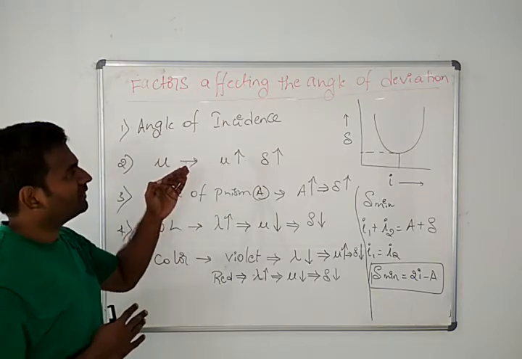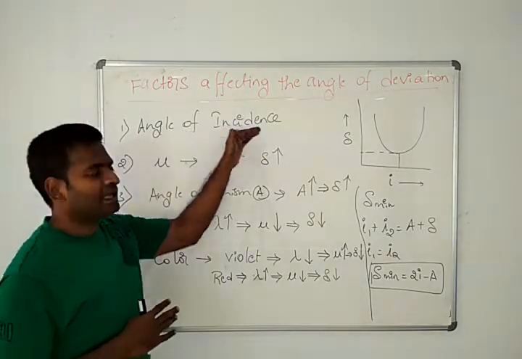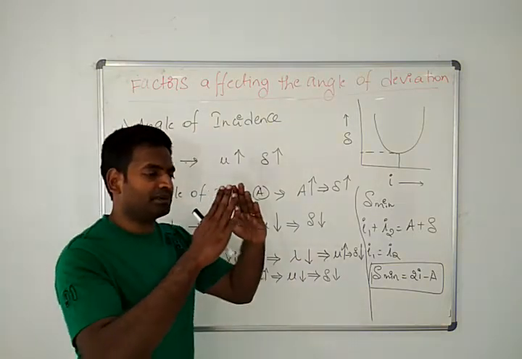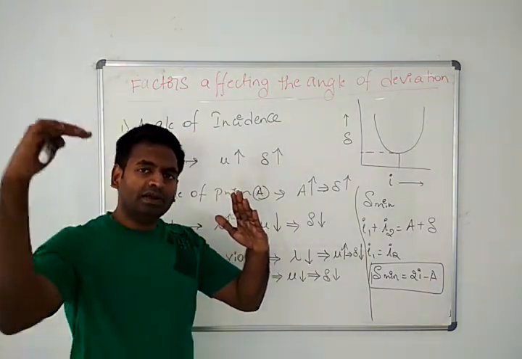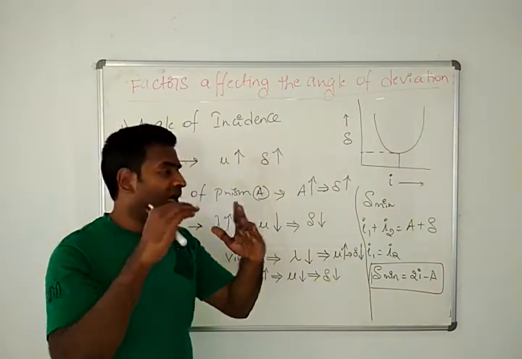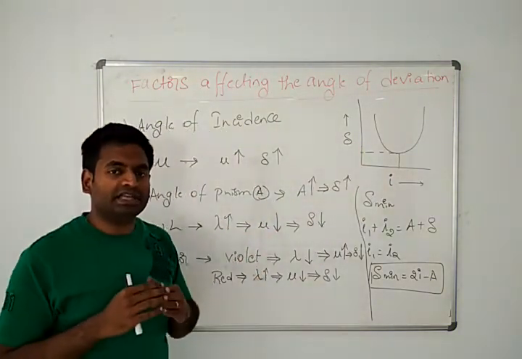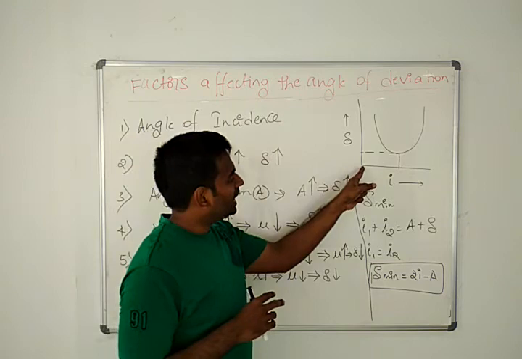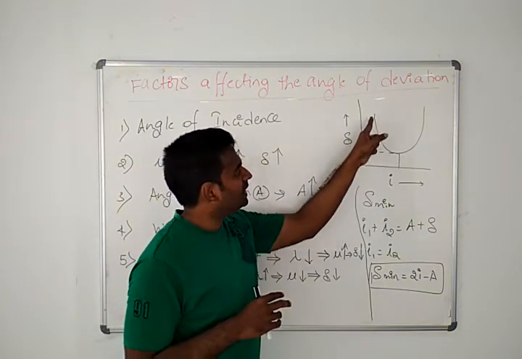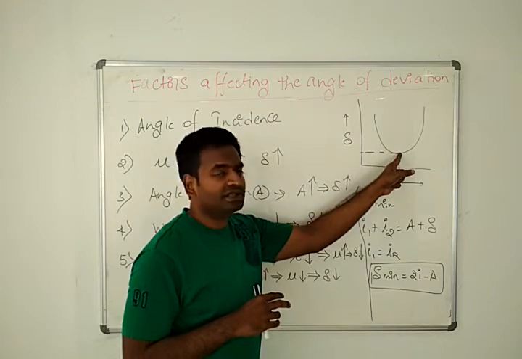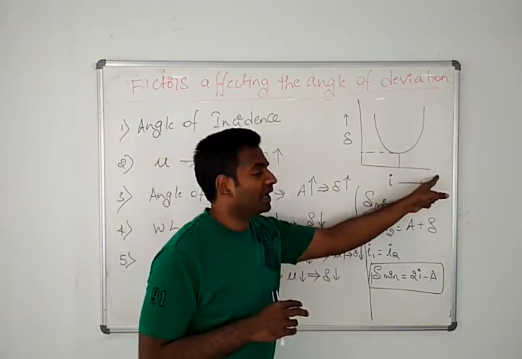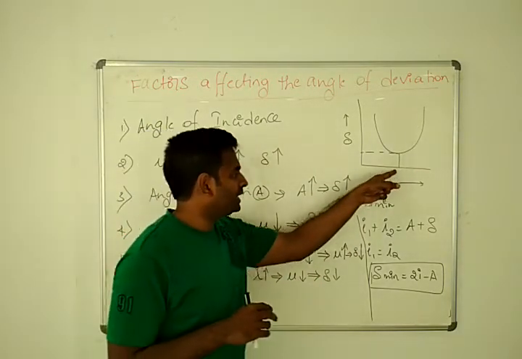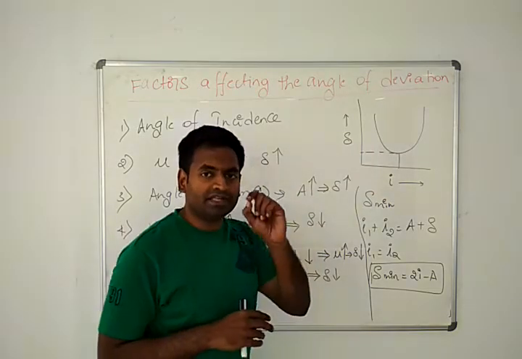The first parameter that will affect the angle of deviation, delta, is the angle of incidence. If we plot angle of incidence versus the angle of deviation, so take a prism and keep changing the angle at which we make the ray incident, and see the amount of deviation each time, then we will get a graph like a U. This shows that as I is increasing, initially delta decreases and reaches a minimum, but beyond a particular angle it rises again. That means there is one particular angle at which the amount of deviation will be minimum.